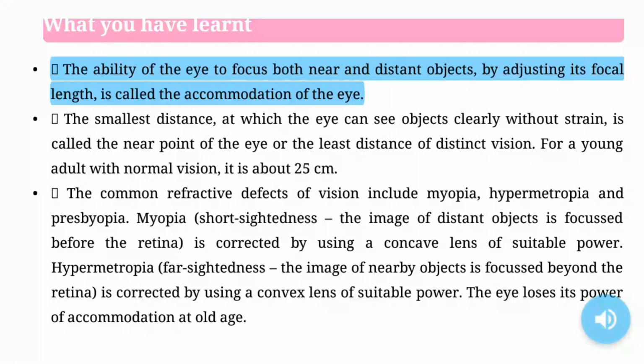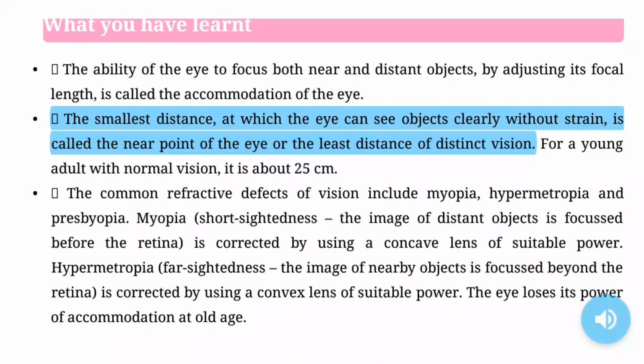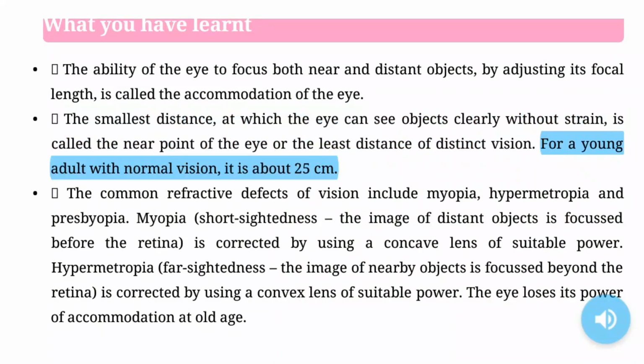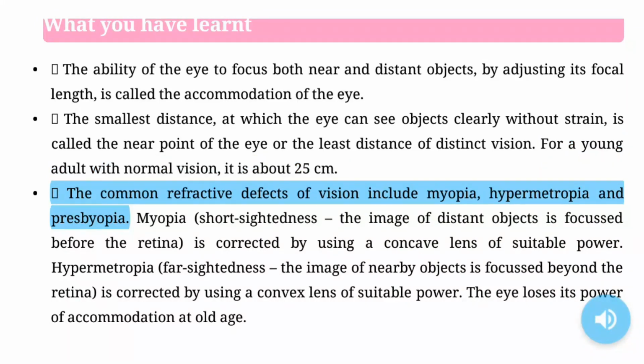What you have learned. The ability of the eye to focus both near and distant objects by adjusting its focal length is called the accommodation of the eye. The smallest distance at which the eye can see objects clearly without strain is called the near point of the eye or the least distance of distinct vision. For a young adult with normal vision, it is about 25 centimeters. The common refractive defects of vision include myopia, hypermetropia and presbyopia.